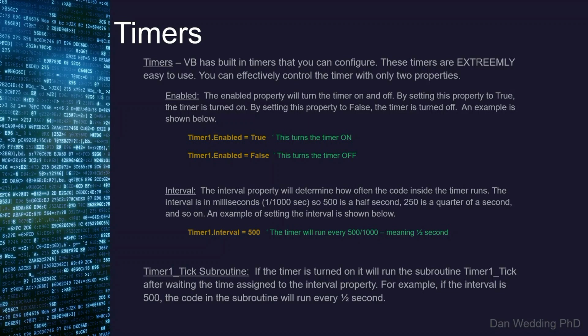The interval property will determine how often the code inside the timer runs. The interval is in milliseconds, so 500 is half a second, 250 is a quarter of a second, and so on. An example of setting the interval is shown below. If the timer is turned on, it will run the subroutine Timer1_Tick after waiting the time assigned to the interval property. For example, if the interval is 500, the code in the subroutine will run every half second.